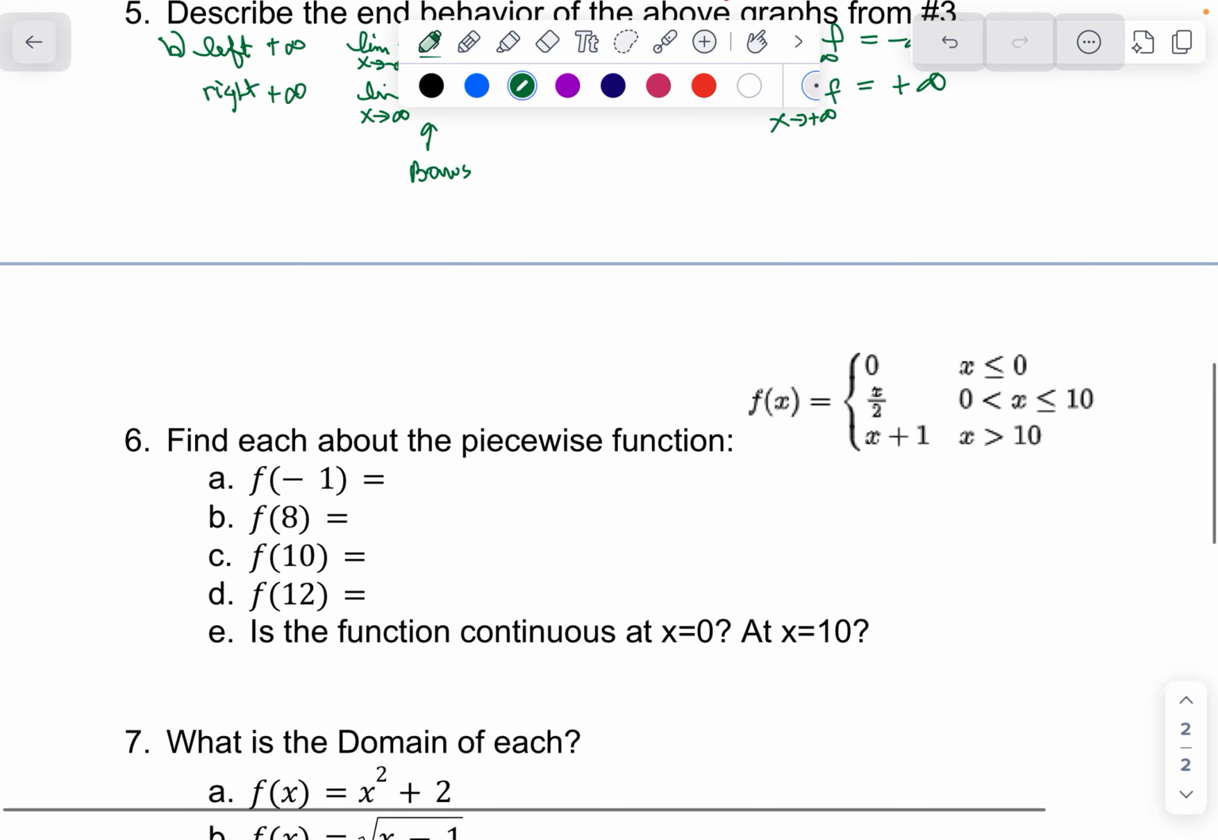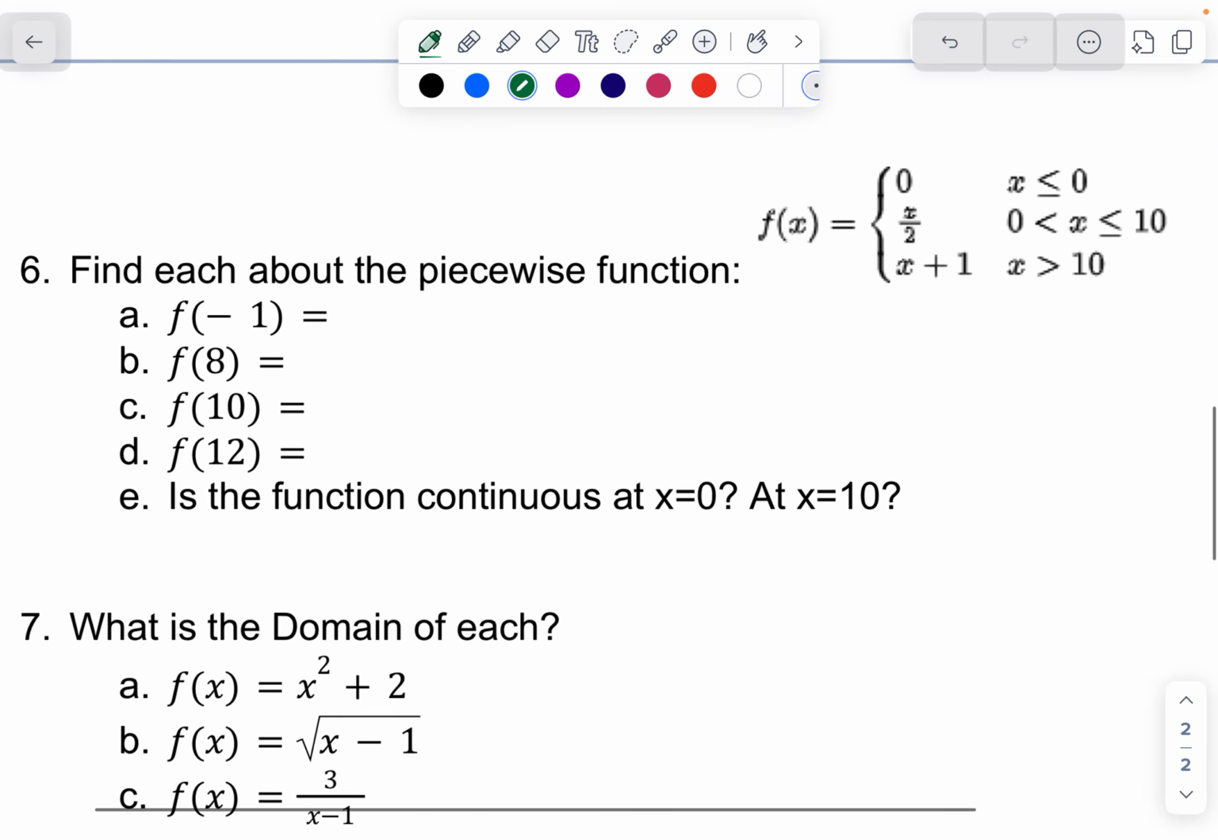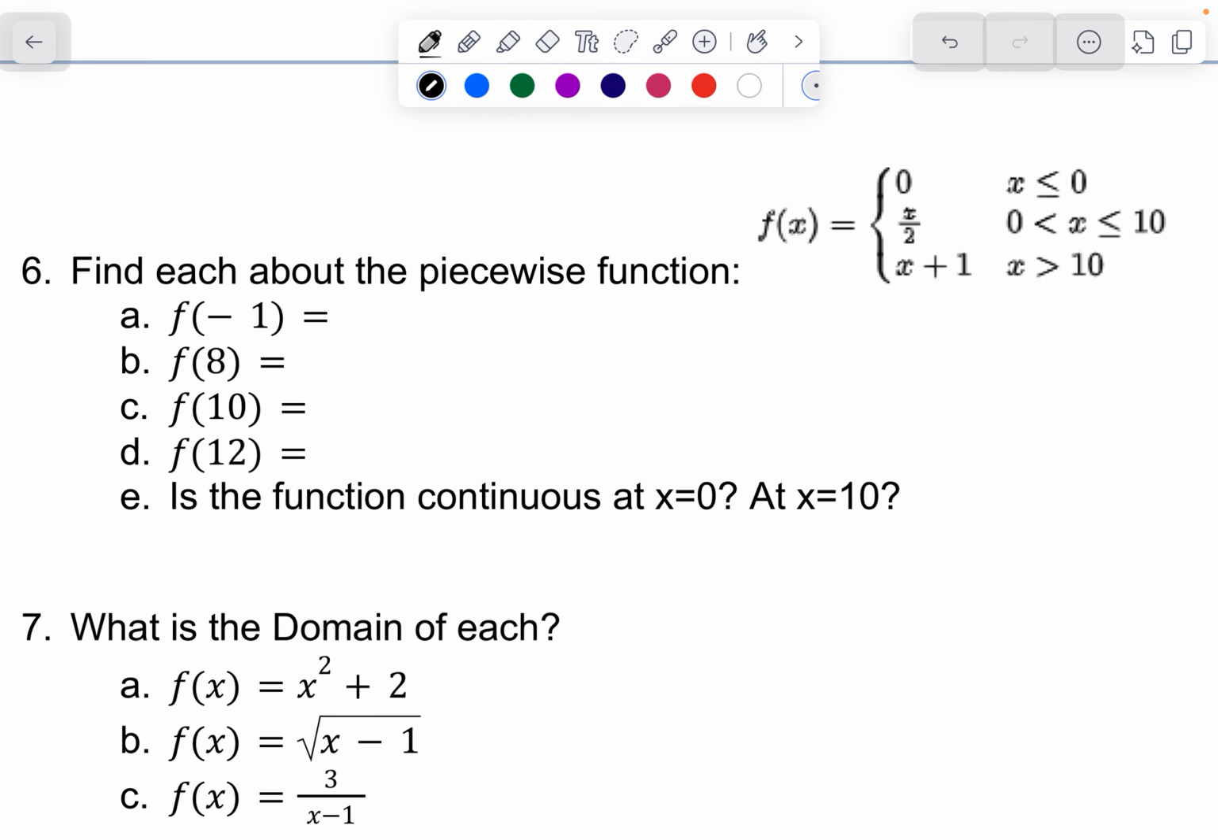Now let's talk about using a piecewise function. We've got a piecewise function here. Let's analyze it first before you jump in. If we're plugging in any values less than or equal to 0, the answer is just 0. You don't really have to do any math. They've kind of done it for you. Any numbers between 0 and 10, including 10, take that value and divide by 2. And any number that is bigger than 10, we're going to plug it in here and add 1.